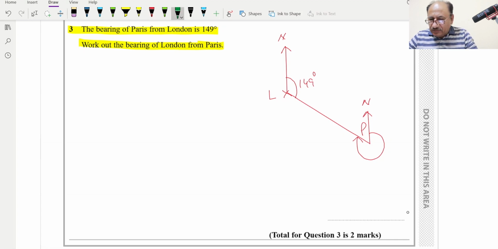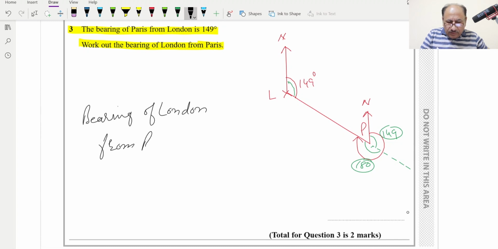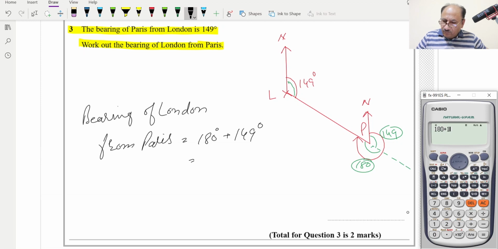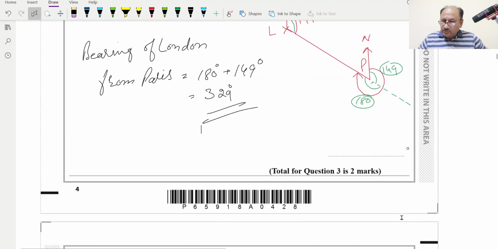So for this angle we can extend this line, and if we extend this line over here, this much angle is the same as this one, so this will be 149, and this side is 180, so we'll add 149 and 180, and we can write the bearing of London from Paris will be equal to 180 degrees plus 149 degrees, and adding 180 plus 149 is equal to 329 degrees. This will be our solution for this part, which is a 2 mark question.